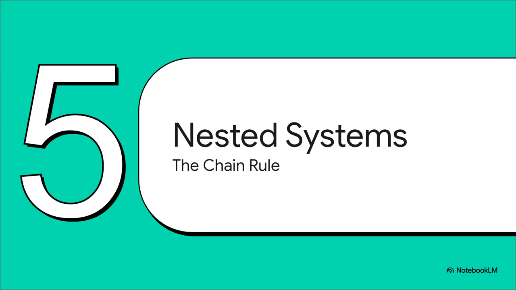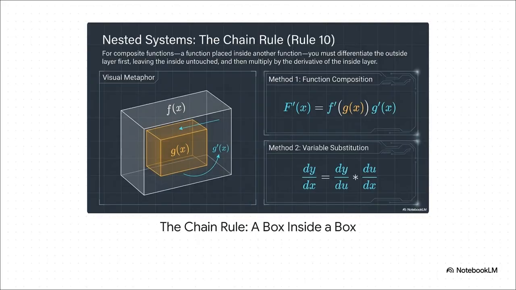All right, we have arrived at the final and definitely most intricate category of our differentiation toolkit. Section 5, Unpacking Nested Systems. This is Rule 10, the chain rule. We use this for composite functions, which is basically a function placed inside another function. Think of it like a box inside a box. The golden rule here is that you must differentiate the outside layer first, leaving the inside completely untouched, and only then do you multiply it by the derivative of the inside layer.